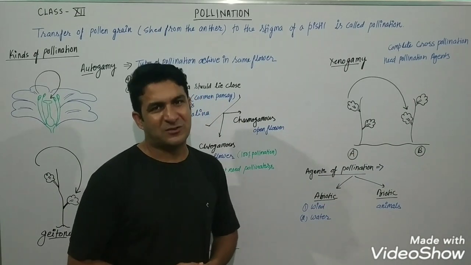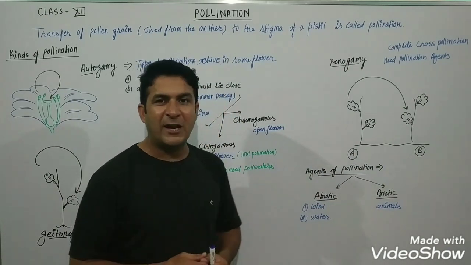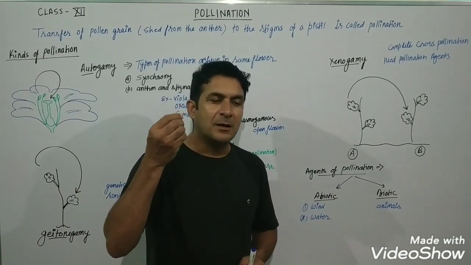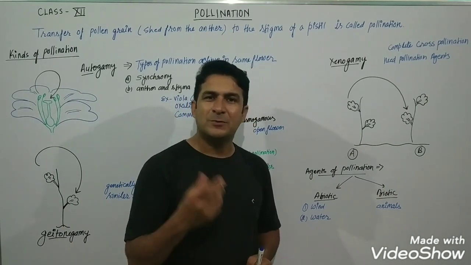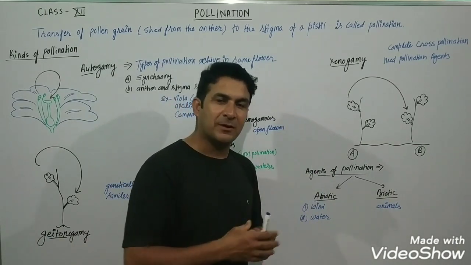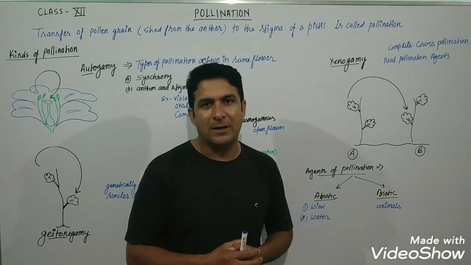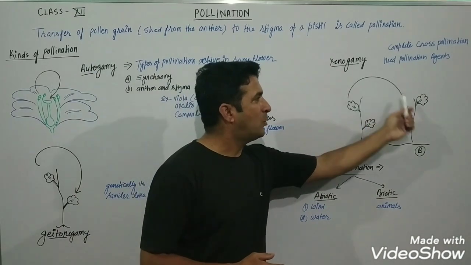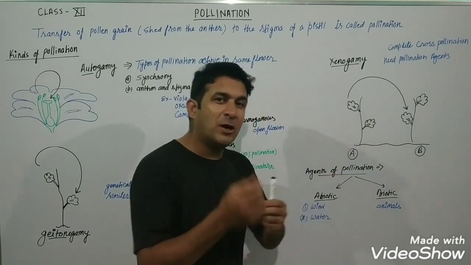That means cross pollination. It is completely cross pollination, and we know very well pollen doesn't have any kind of mechanism which can make it motile. Pollen is non-motile, so the pollen needs some help to transfer. It can be biotic or abiotic, right? So how will this pollen transfer from one plant to another plant? For this the pollen will take help.